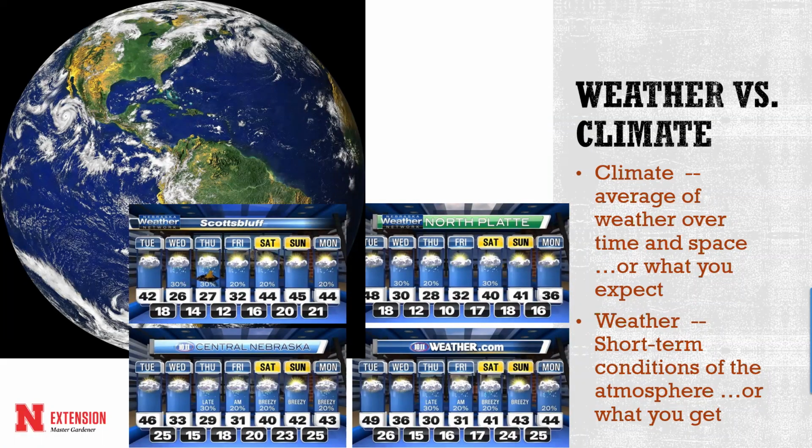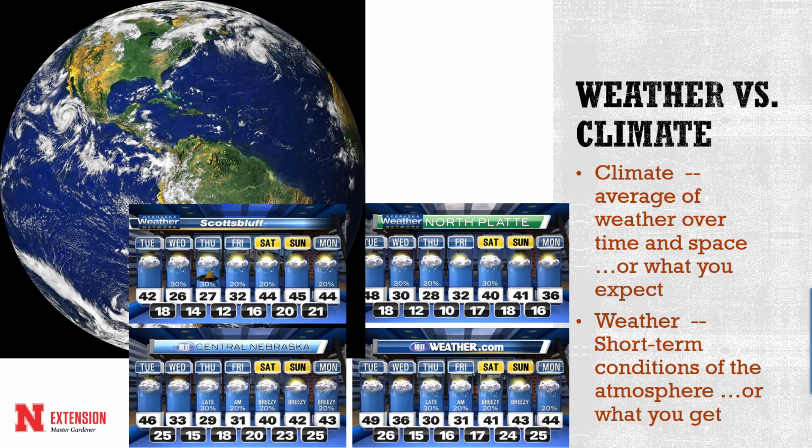So climate is the average of the weather over time and space, or what you expect to be happening. So you expect it to be hot and humid and dry in July. You expect it to be cold and wintry and snowy in February. So that is the climate over a long time period, and kind of what you're going to expect in that time frame that you're looking at.